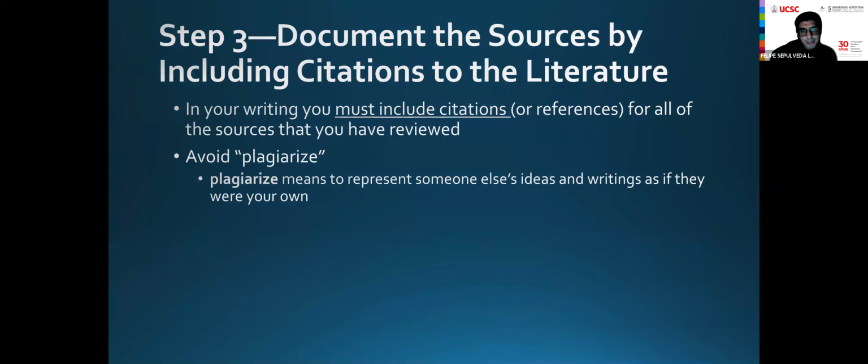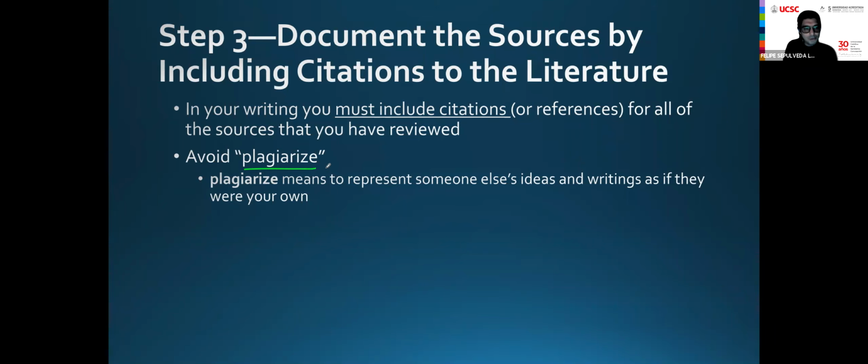The step number 3 is to start documenting the sources by including the citations of the literature. Okay, this is very important. When you start writing, you must include the citations or references of all the sources that you are using. All the information, where that information comes from, you have to include in your citations. You have to avoid this word that sometimes you hear, and we think that this is something wrong, but we commit this mistake without knowing that we're doing it.